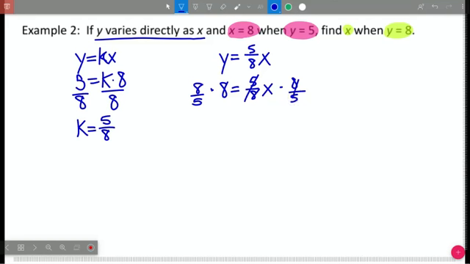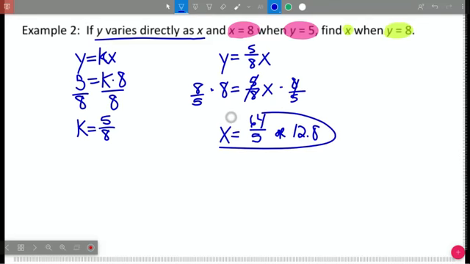So that coefficient cancels out. And we're going to be left with 64/5. If you wanted to go to decimal, it's going to be 12.8. And with these, perfectly fine to leave it as a fraction, or you can go into a decimal. As always, if we have a non-terminating decimal, we want to leave that as a fraction.